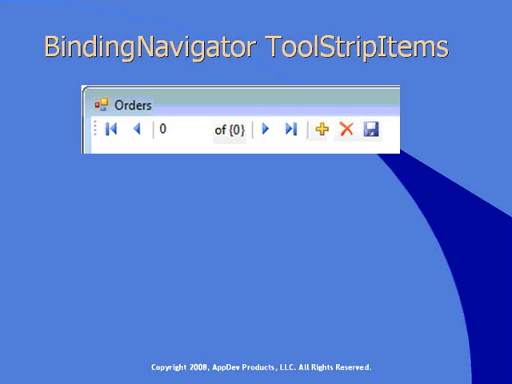So here's an example of a Binding Navigator, and this was created after dragging the Orders table onto the Orders form. The first two tool strip items are a Move First item and a Move Previous item. If you click the Move First item button on the tool strip, you'll move to the first item in the list, in this case Orders. Click the Move Previous item button, you move to the previous item.